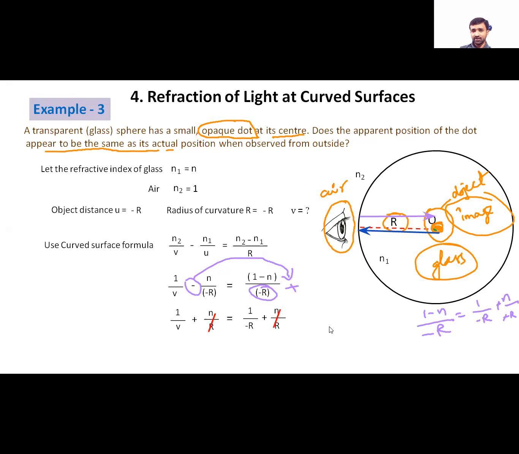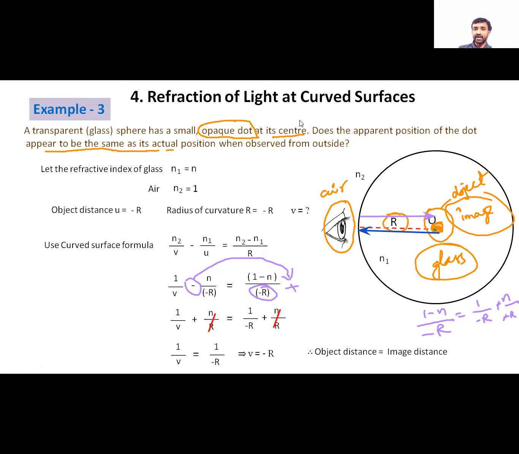Right? So what is left? 1 by v equals minus 1 by R, or 1 by minus R. Then writing the reciprocals, what will we get? v equals minus R. v equals minus R. What did I get? The image distance. I got the image distance v equal to R with a negative sign.